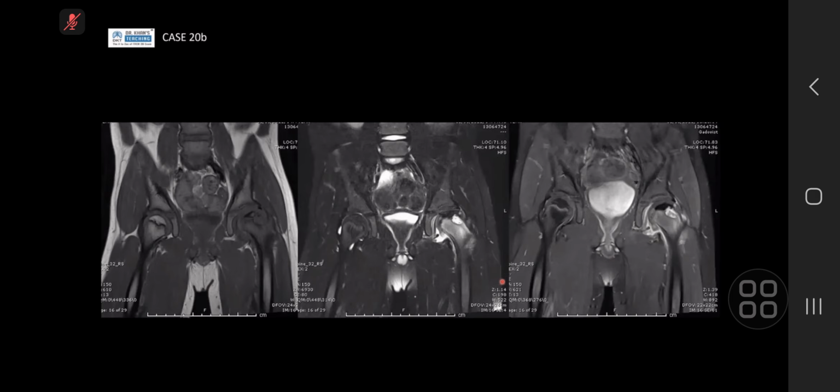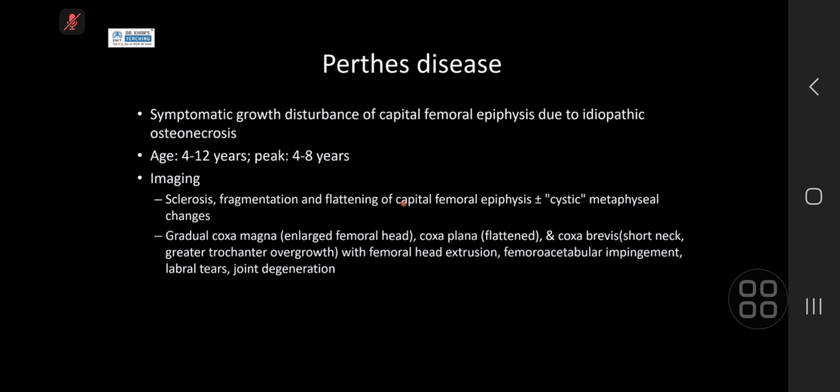The only thing here was that we did raise a possibility of infection just because it was at the metaphysis. You've got all this marrow signal change as well. However, this is on the background of Perthes disease or avascular necrosis of the femoral head epiphysis. The only caveat to this was that the patient was very, very well. There are no systemic features of infection at all. And so what we have is actually cystic metaphyseal changes.